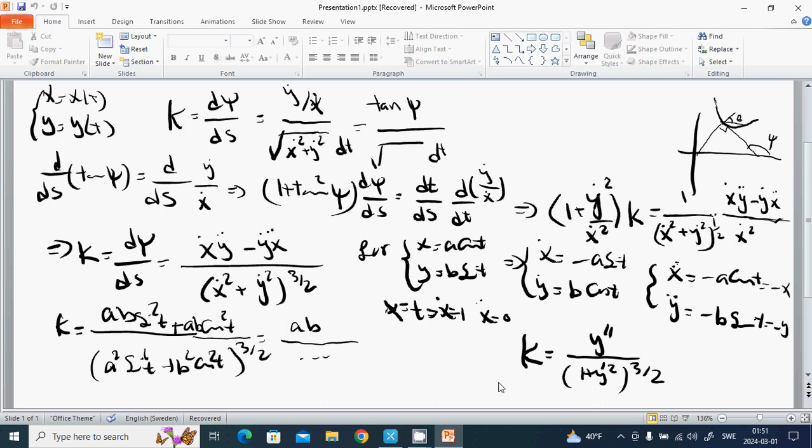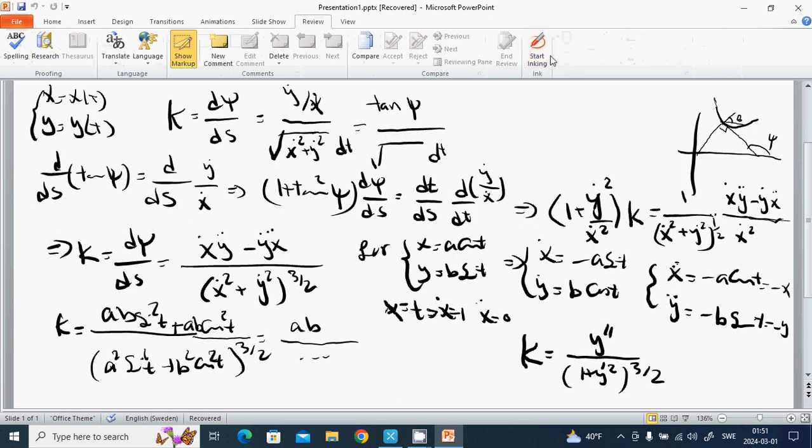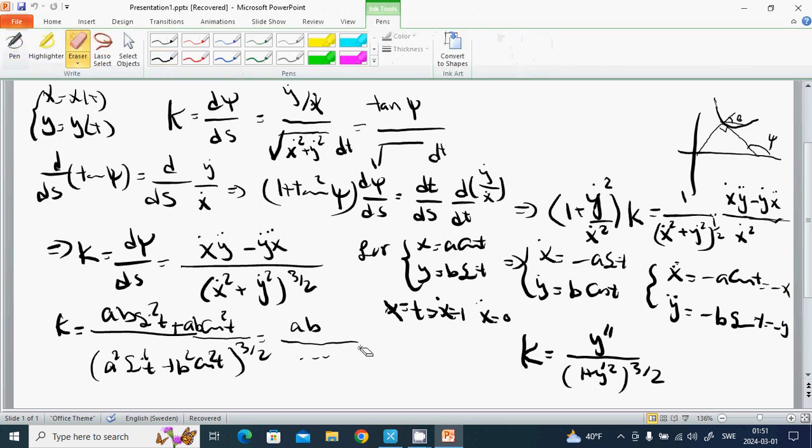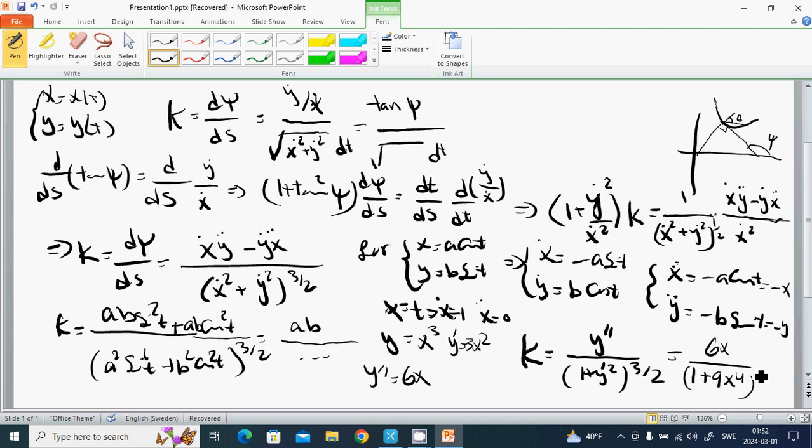And the example for that is y equals x cubed, then y prime is 3x squared, y double prime is 6x, then k is 6x divided by (1 plus 9x to the fourth) to the power of 3/2.